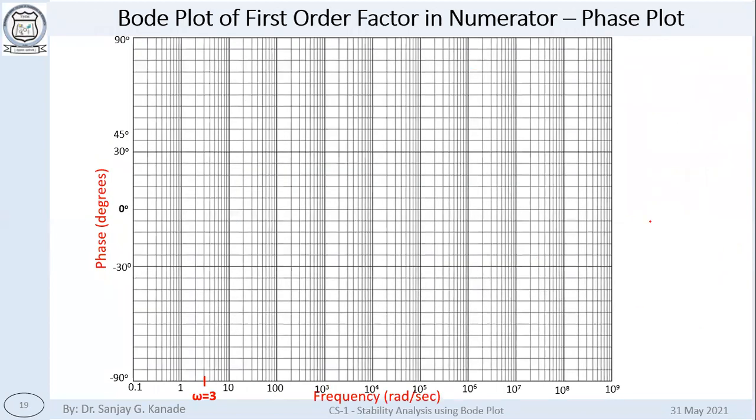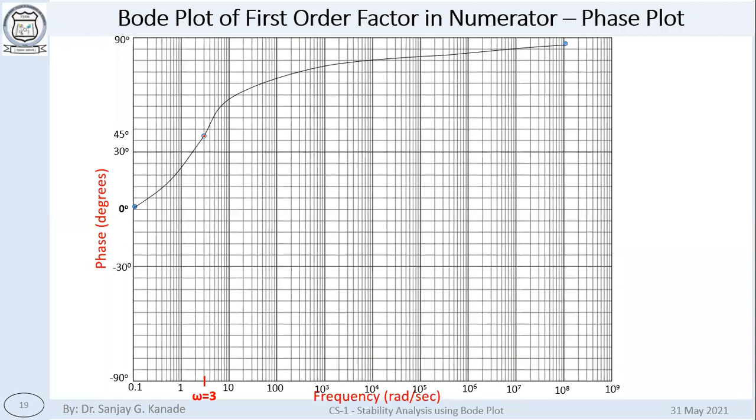Now, what about the phase plot? As I said, we have to simply calculate the phase angles at multiple locations and connect the dots. This is drawn like a normal freehand curve. But the important point is that you must draw the corner frequency value of phase.